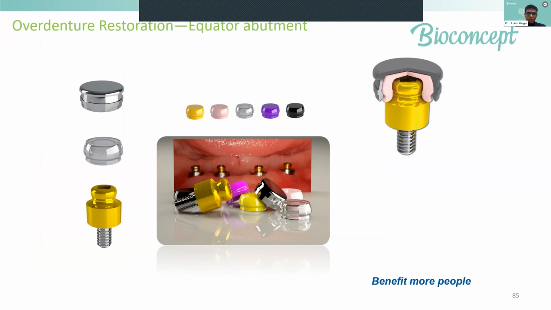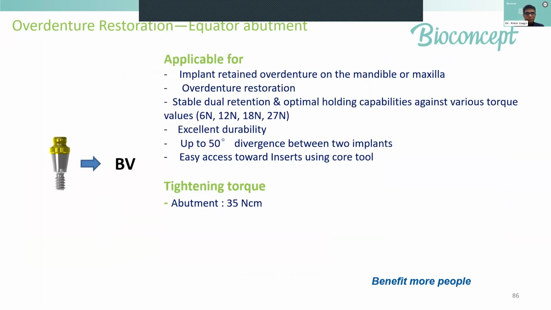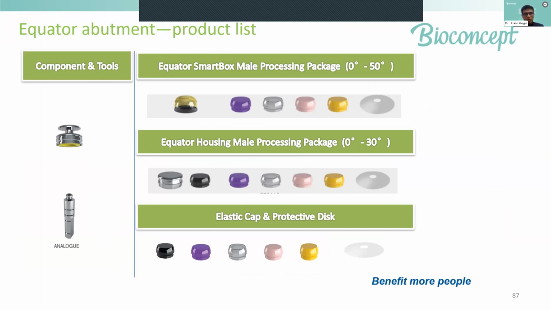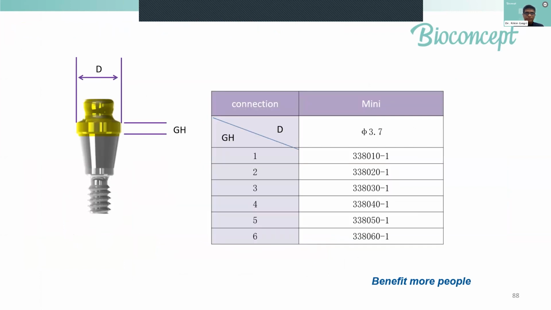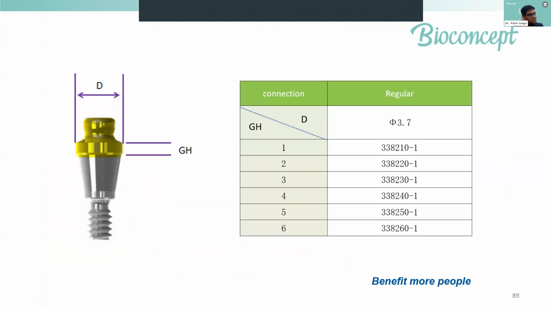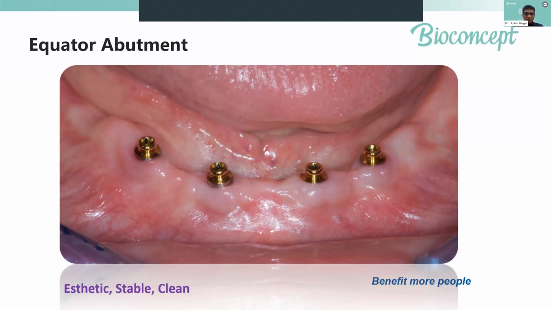Locator or overdenture posts. Company setting is 35 Newton centimeter to torque your abutment. These are the male and female of the equator abutment. They come with the silicone elastic cap. Again, you have to decide the gingival height that is available, and based on that, your coding will change. This is how it looks. Easily manageable and cleanable by the patient.